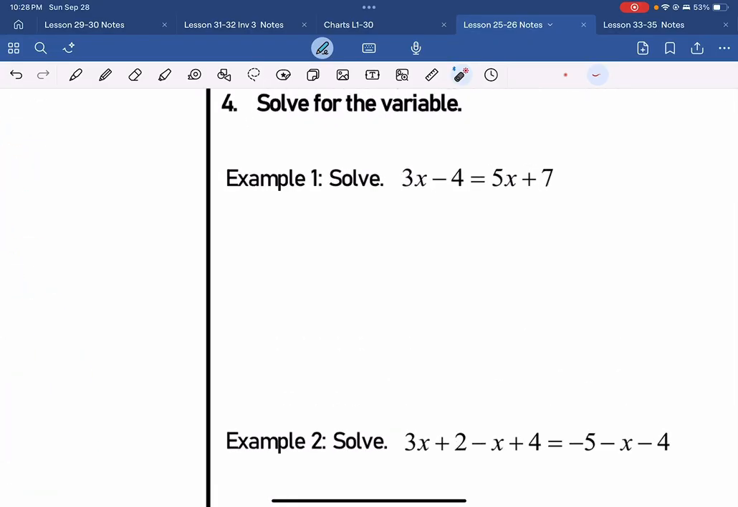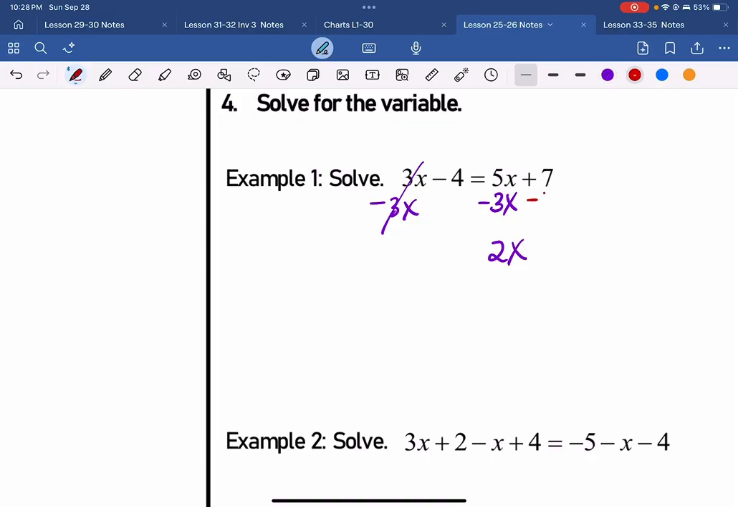What they meant up there with all those steps is that you want to bring this to be with the other x, right? 3x and 5x go together, and 7 and negative 4 go together. They call those like terms. So if I were to subtract the 3x over here, and you can go either way, you could have subtracted the 5x to this side. I just like to have positive variables. So I moved this over here because I know I'm going to get a positive 2x over here, because 5x minus 3x is 2x.